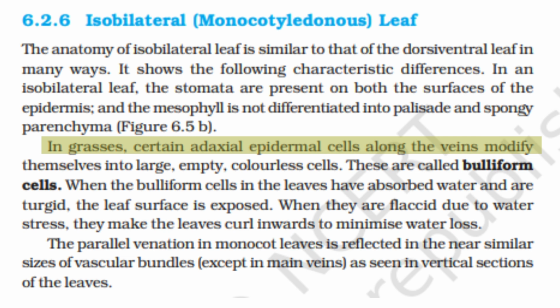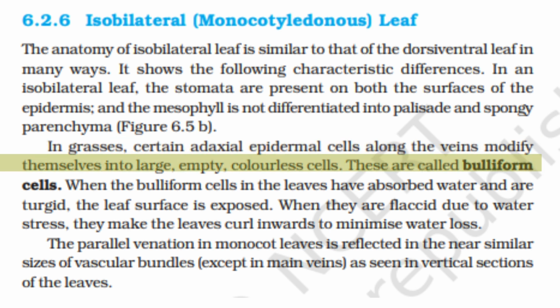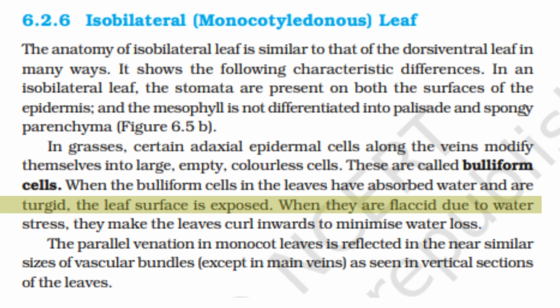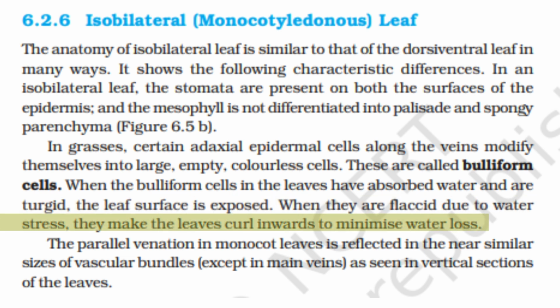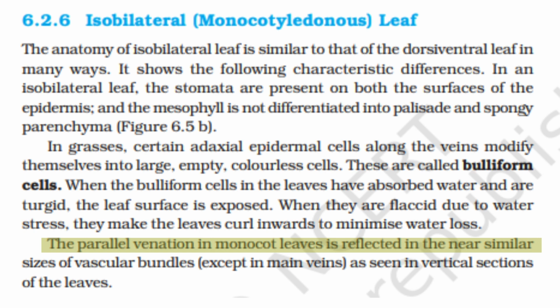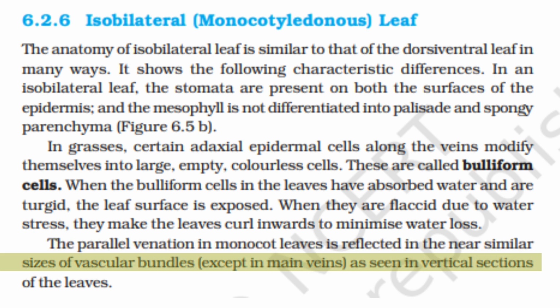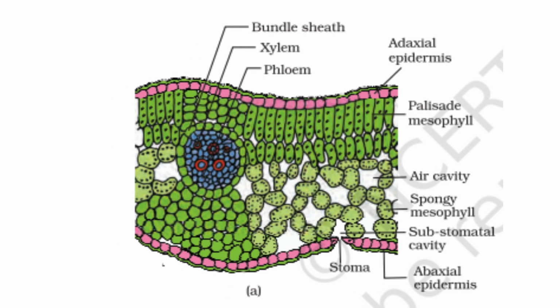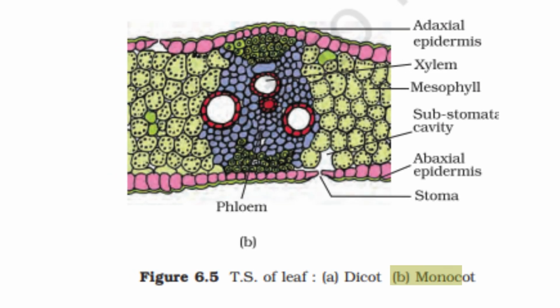In grasses, certain adaxial epidermal cells along the veins modify themselves into large empty colorless cells. These are called bulliform cells. When the bulliform cells in the leaves have absorbed water and are turgid, the leaf surface is exposed. When they are flaccid due to water stress, they make the leaves curl inwards to minimize water loss. The parallel venation in monocot leaves is reflected in the near similar sizes of vascular bundles, except in main veins, as seen in vertical sections of the leaves. Figure 6.5. TS of leaf. A. Dicot. B. Monocot.